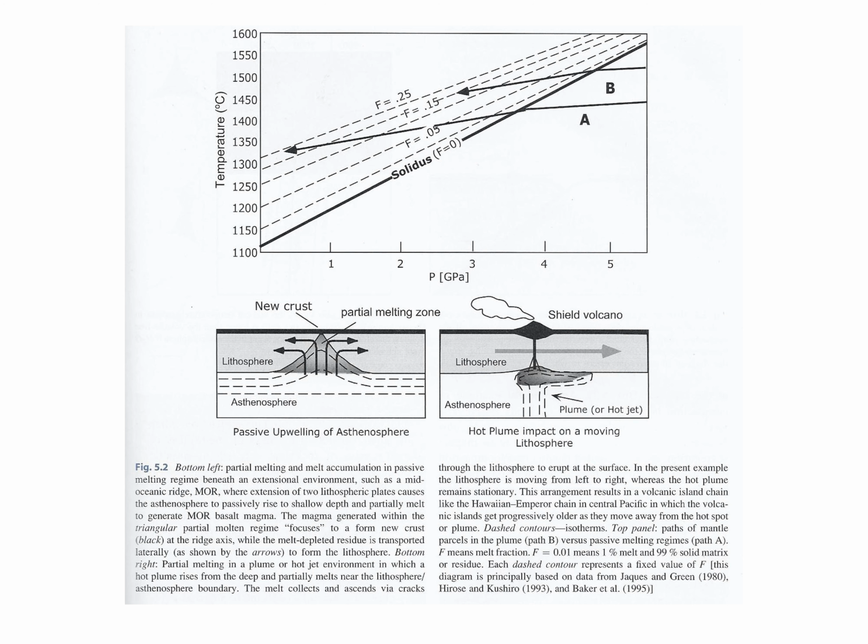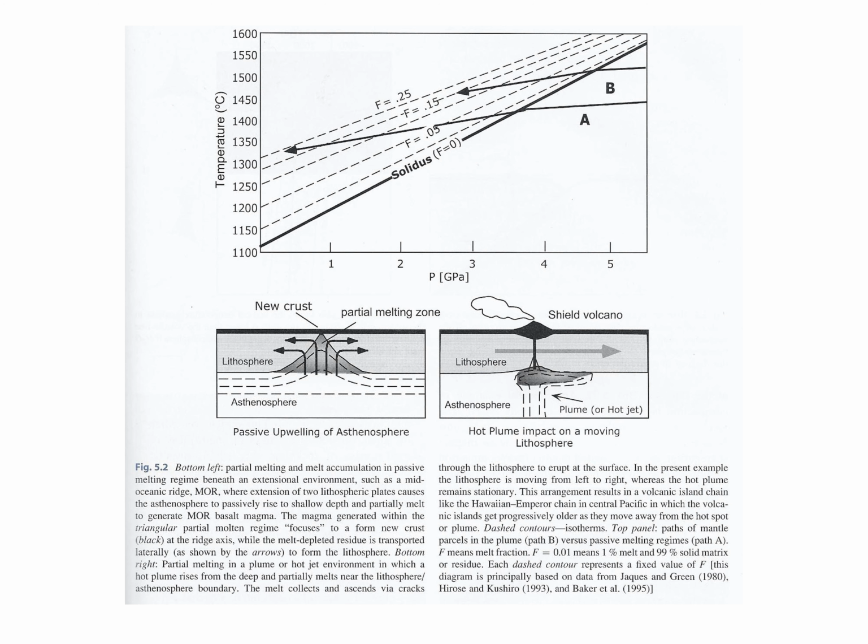Bottom right, partial melting in a plume or hot jet environment, in which a hot plume rises from the deep and partially melts near the lithosphere-asthenosphere boundary. That is then here, there we are making melt. The melt collects and ascends via cracks through the lithosphere to erupt at the surface. In the present example, the lithosphere is moving from left to right, whereas the hot plume remains stationary.